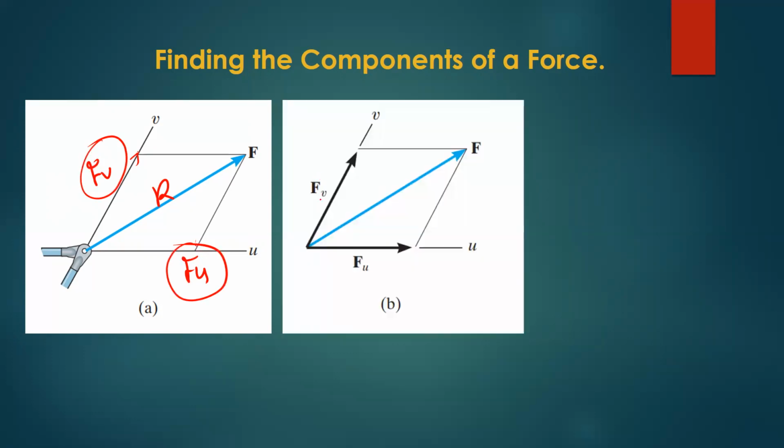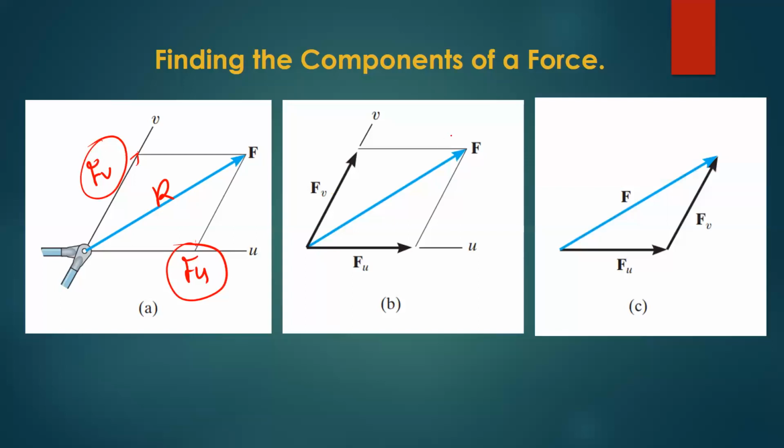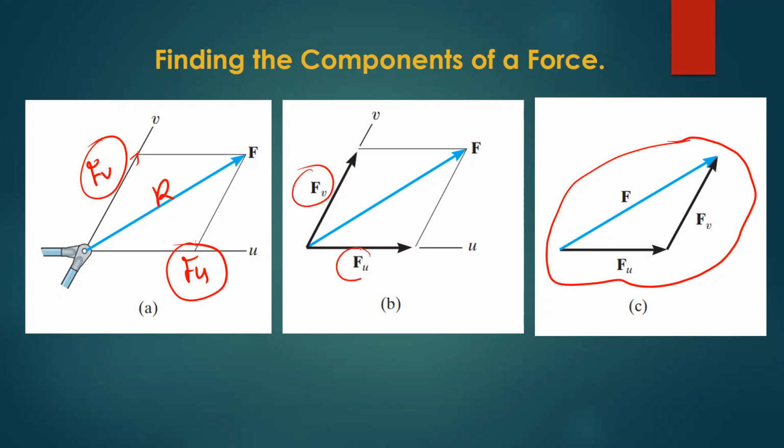So this is what I was just talking about. Then you have this triangle here. From this triangle, you can simply find the value of FV and FU, because you can see them there. Depending on what you've been given, if you've been given angles there, it's easier for you to use either the cosine or the sine rule.